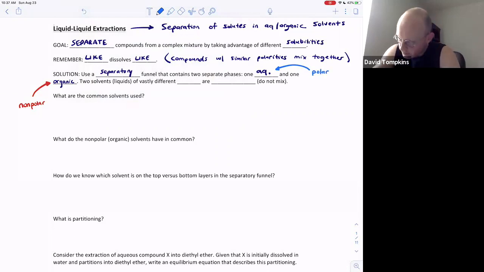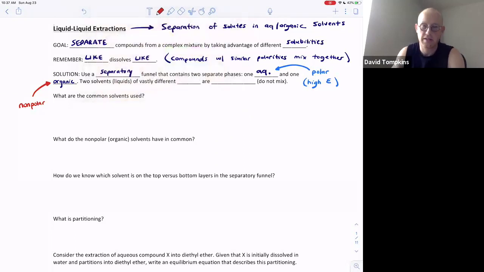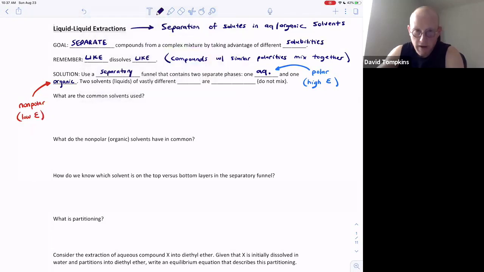All right, polar solvents are said to have very high dielectric values. Epsilon, that's a measure of how polar they are and how well they stabilize charge. Nonpolar solvents are going to have low dielectric values. So these two solvents of vastly different polarities are said to be immiscible, or these two solvents will not mix at room temperature.